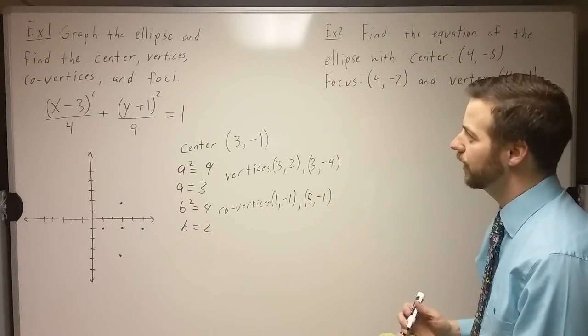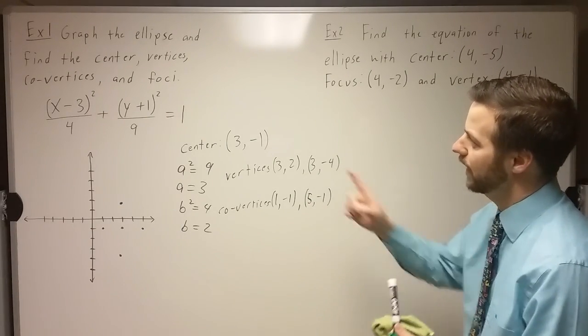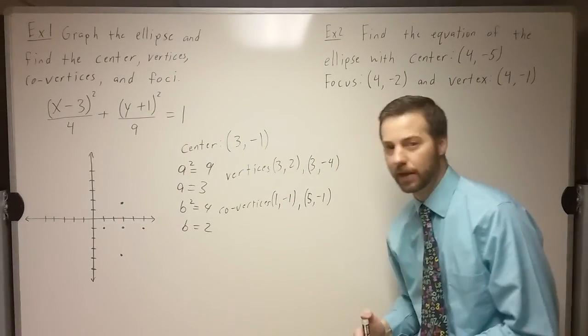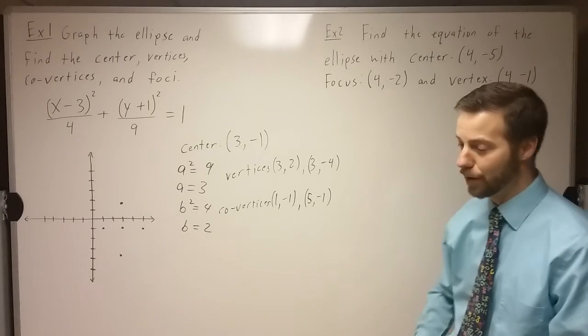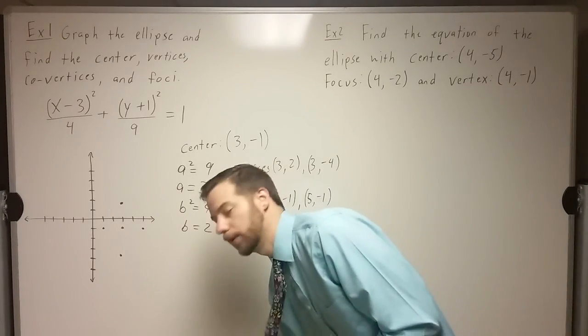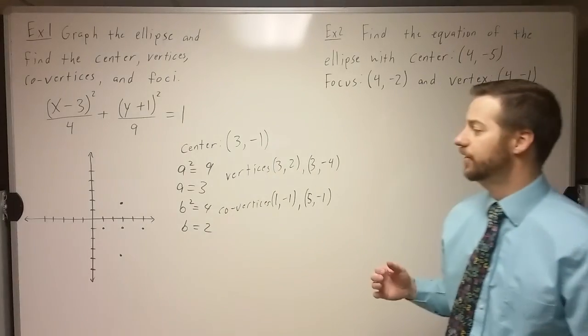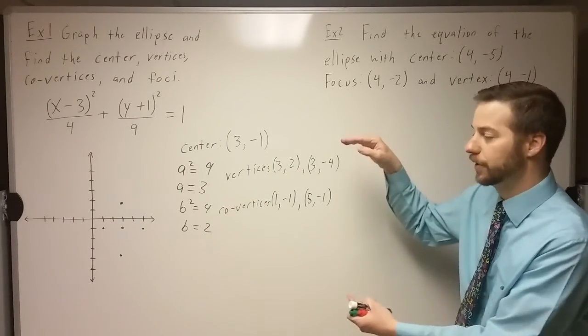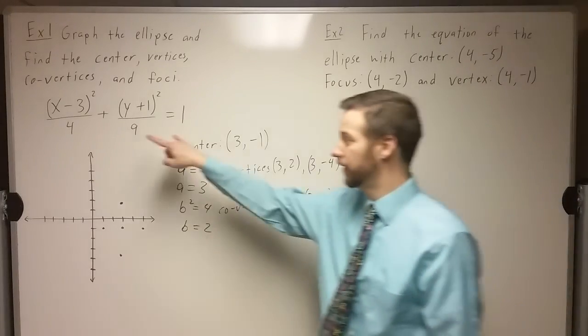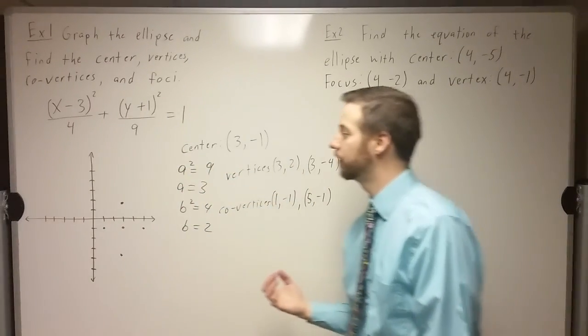All right, now the other part that we're supposed to find here, so we've got center, we've got vertices, we've got co-vertices, we're supposed to find the foci. Now the foci always lie along the major axis. We saw that on our first one that we drew. The foci always go right along the major axis. So if that's the case, I need to go up and down from the center, but what I don't know is, what is C? You notice C is nowhere in the standard equation.